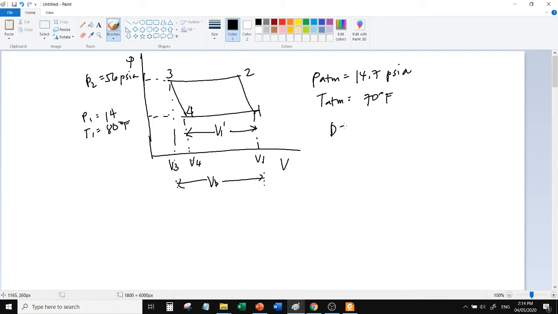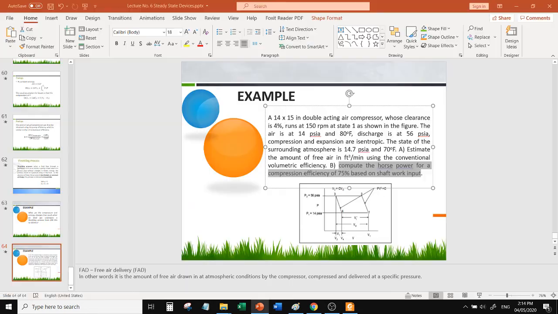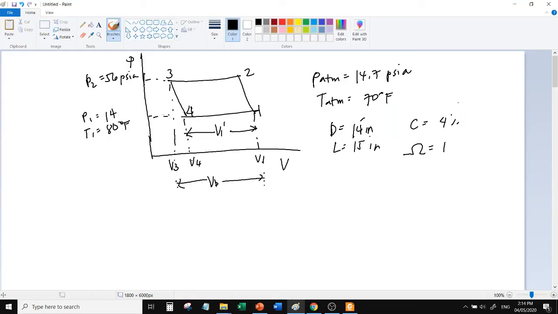Ano pa yung given? D, 14-inch, L, 15-inch, C, 4%, yung RPM, 150 RPM daw yung kanyang compression rate. So, ano natin na omega.